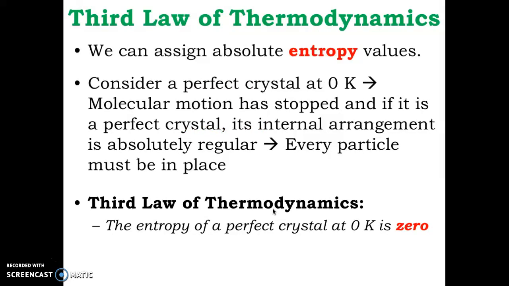So consider a perfect crystal. And again, entropy describes disorder. If I have a perfect crystal at 0 Kelvin, all molecular motion has stopped, and the crystal is perfectly organized. So molecular motion has stopped, and if it's a perfect crystal, its internal arrangement is absolutely regular, meaning every particle must be in place. So for this perfect crystal at 0 Kelvin, and again, this is completely theoretical, our entropy is 0, and that's our third law of thermodynamics. The entropy of a perfect crystal at 0 kelvins is 0.